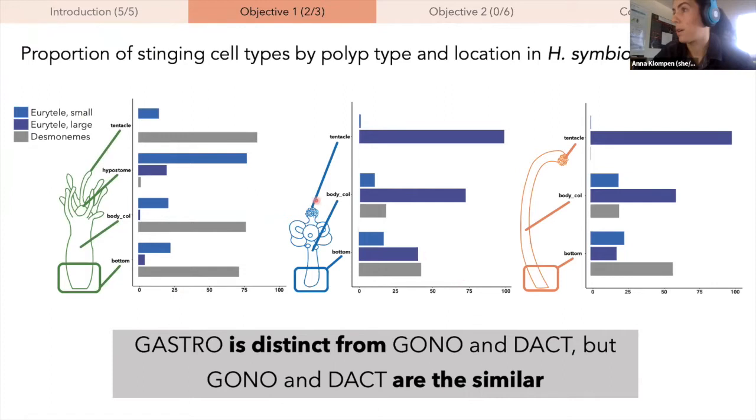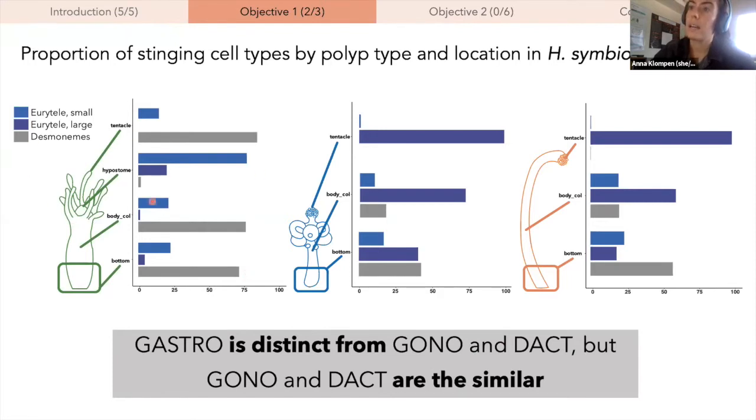One is that the gonozoid, which again is just for reproduction, so they're either making sperm or eggs, not participating in prey capture or digestion, has almost the same stinging cell profile in the tentacles as the dactylozoid, which is pretty much exclusively trying to capture prey and pass it on to the feeding polyps. So I found that pretty interesting.